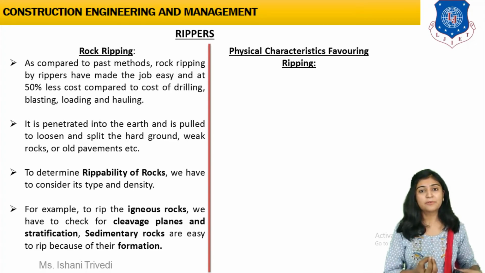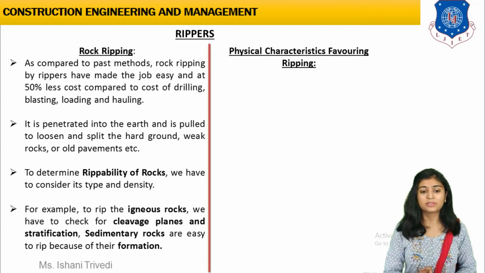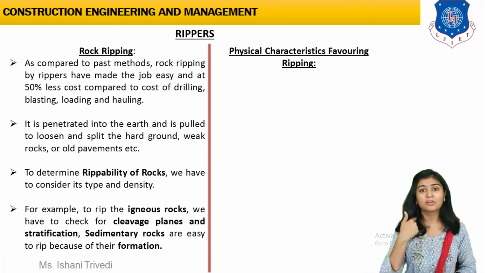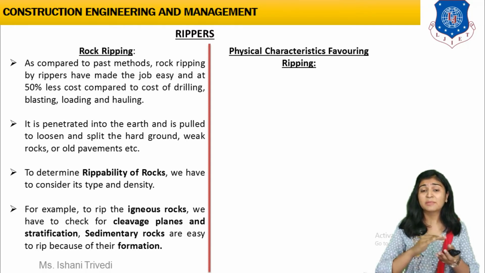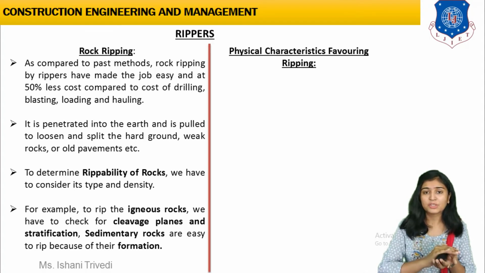Whatever type of rock you are dealing with, if you are dealing with igneous rocks, then we have to check for cleavage planes and stratification. Now students, this is a part of mineralogy. We have studied mineralogy in the past. What is stratification, or what are stratified layers? It means when the rock is deposited in the form of layers, and every layer has a different kind of material and different properties. That is your stratification.